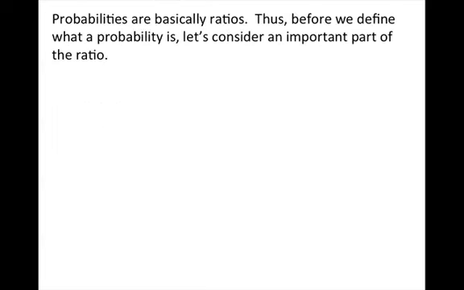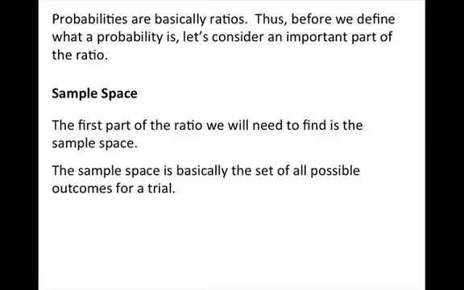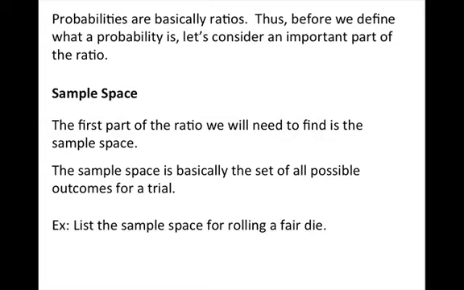Well, probabilities are basically ratios. So before we look at what a probability is, let's consider the parts of the ratio. The first part is the sample space. We talked about this in a previous lesson. The sample space is basically the set of all possible outcomes for a trial. So the sample space for rolling a fair die, if you roll a die one time, you could land on the numbers 1 through 6. So the set of numbers 1 through 6 become our sample space.